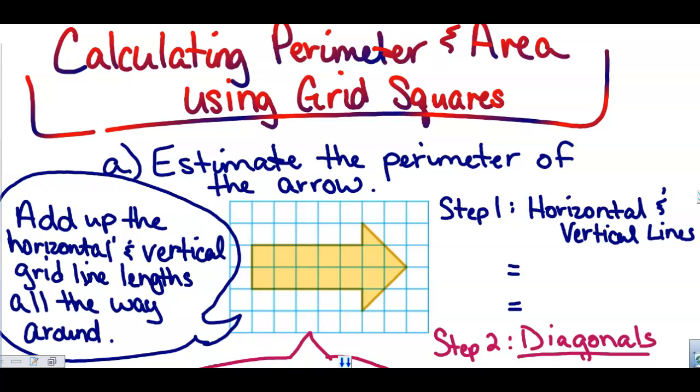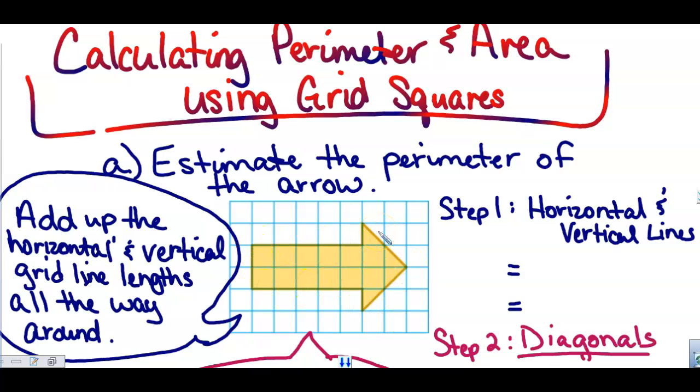When we estimate perimeters of figures in grids, it's a three-step process. The first step is to add up the horizontal and vertical grid line lengths all the way around the figure. So first we're going to count the vertical and horizontal lines, add them up. Then we'll focus on the diagonals and we'll add them all together to get the entire perimeter.